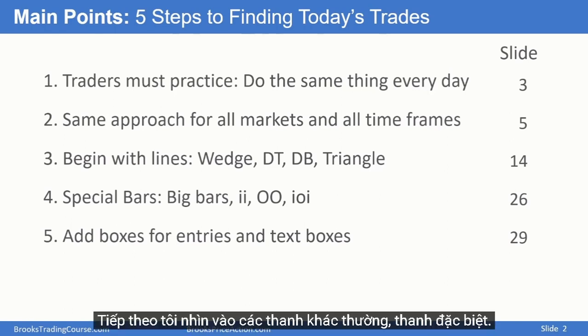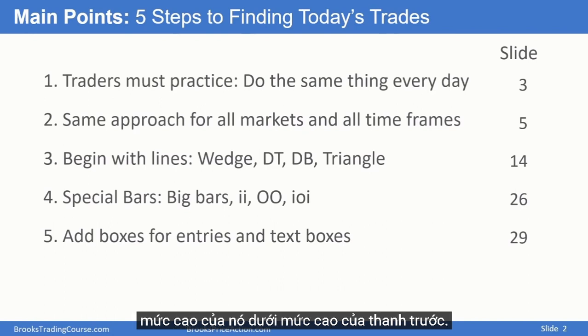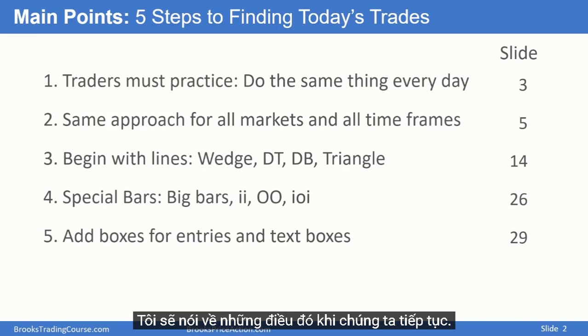And next I look at unusual bars, special bars, very big bars. A bar that is small, it's low above the low of the prior bar. It's high below the high of the prior bar, an inside bar. Consecutive inside bars, an outside bar, a big bar, followed by a bigger big bar, and then a combination of an inside, outside, inside bar, things like that. I'll talk about those as we go on.